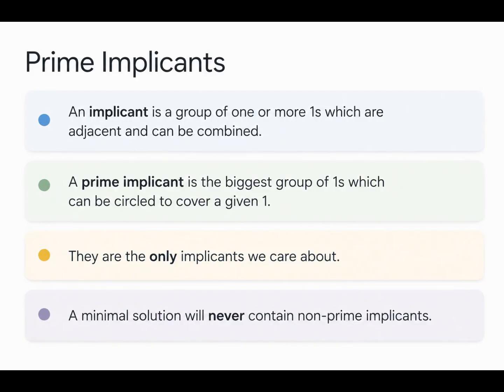Let us formalize our terminology. Any valid group of ones is called an implicant. However, the absolute largest group you can draw around a specific one is called a prime implicant. To get the most minimal simplified circuit possible, you must always use prime implicants. Never settle for a smaller loop if a larger one is possible.